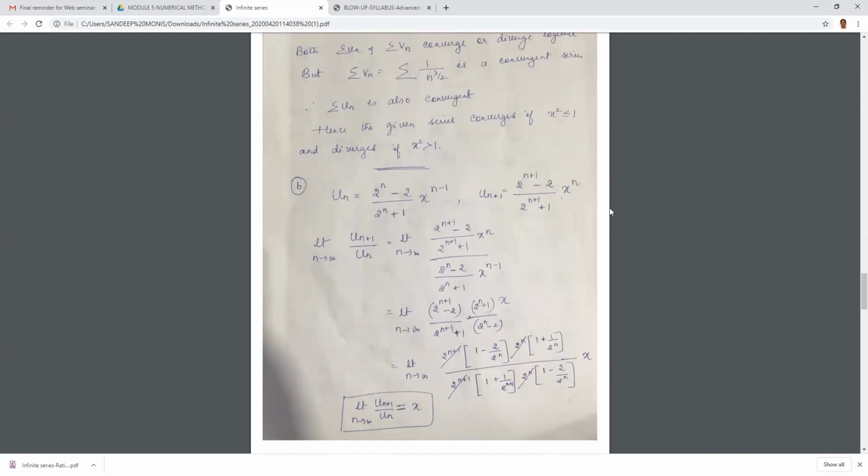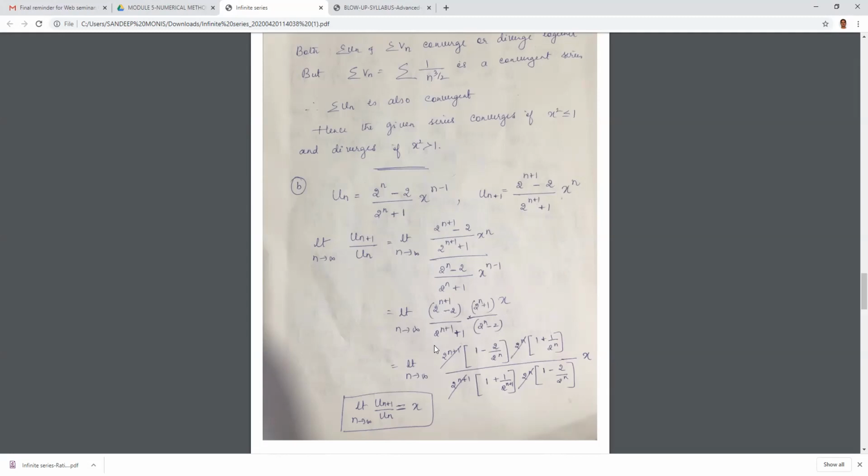What is un plus 1? Write down this un plus 1 divided by un. Now, 2 to the power n plus 1 minus 2, divided by 2 to the power n plus 1 plus 1. This goes up, divided by this, then x to the power n cancels. You will get x to the power minus 1. When it goes up, it becomes x.